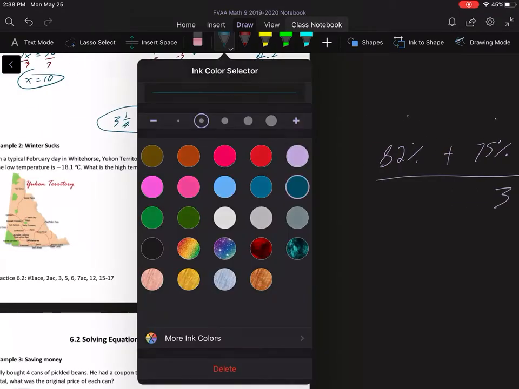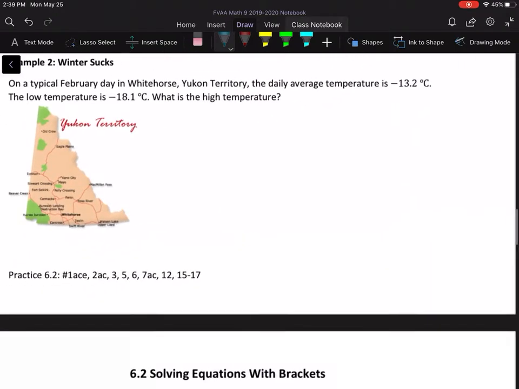Same situation here for temperature average, okay? So here we would add lowest temperature to highest temperature divided by 2, because there's only 2 of them, gives me my average temperature, okay? Now in this situation here, they give us our low temperature of negative 18.1, but they don't give us the high. And they also give us the average of negative 13.2. So let me substitute those in red. Negative 18.1 plus H. Okay?